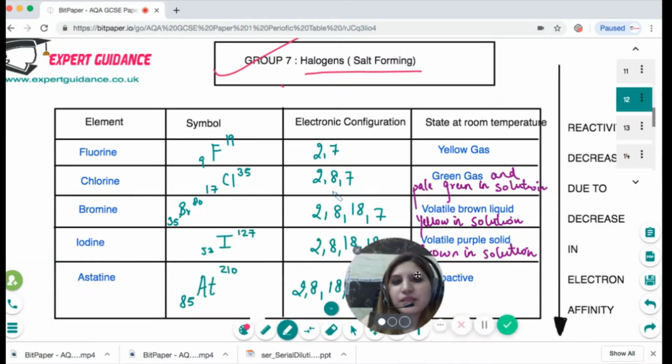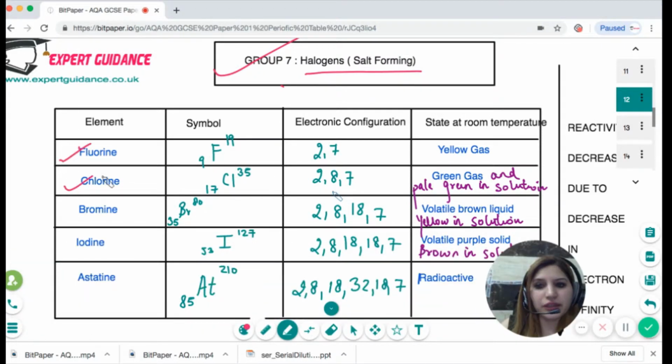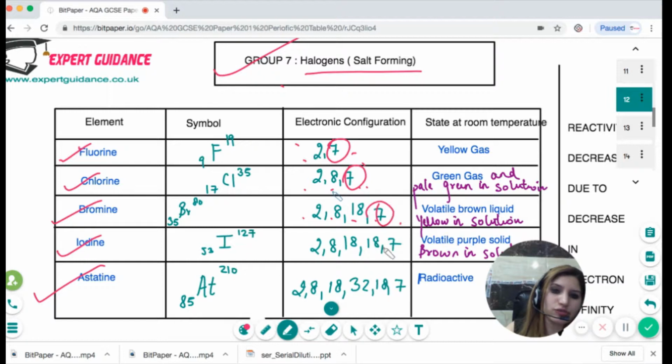So these all react by forming -1 ions. The members of the halogens are fluorine, chlorine, bromine, iodine, and astatine. Their electronic configurations are 2,7; 2,8,7; 2,8,8,7; and 2,8,8,8,7. So you can see all of them have 7 electrons in the outermost shell.